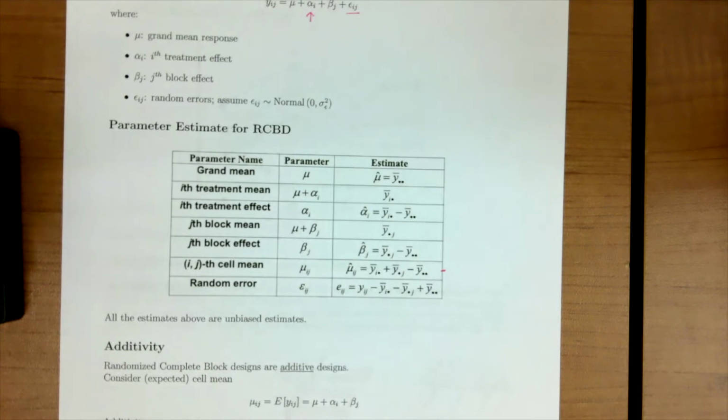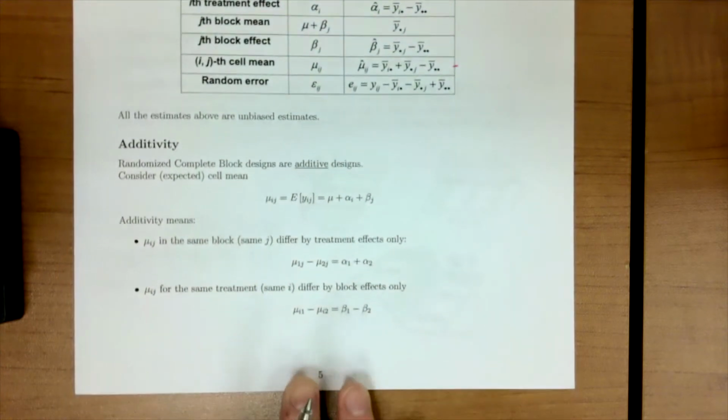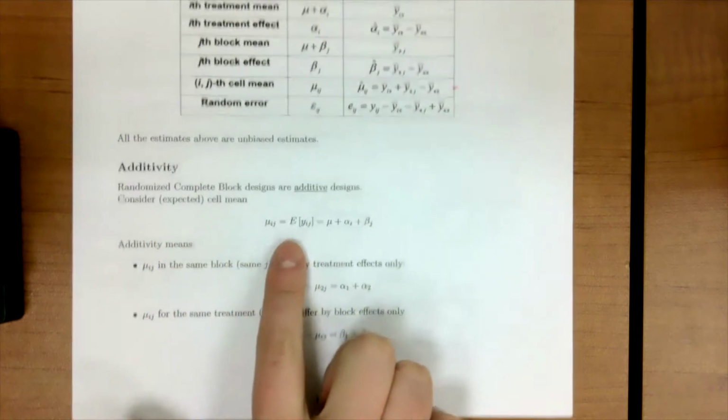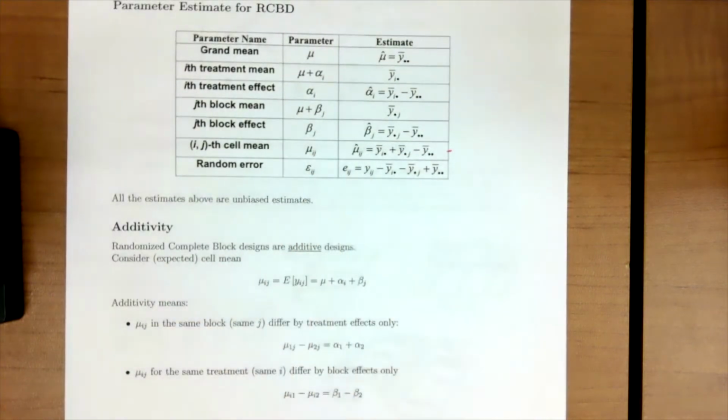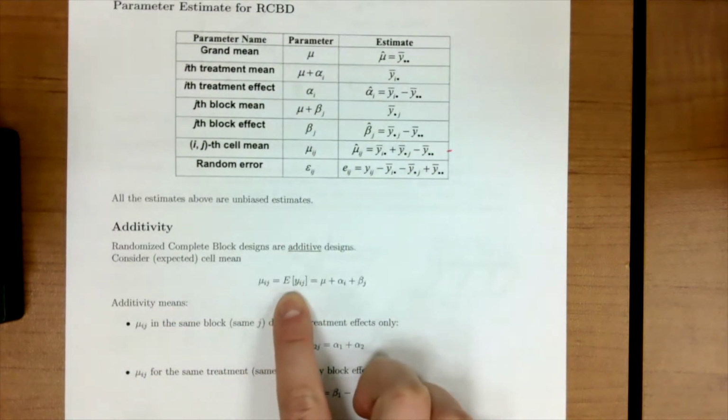Okay, so now we're going to talk about a new term called additivity. As we start talking about different types of ANOVA analysis, we're going to have this idea of non-additivity versus additivity. Randomized complete block designs are additive designs. So if we consider what our expected cell mean is, so again, here's our cell mean, what do we expect it to be? The expectation is going to be looking at the expectation of our Yij.